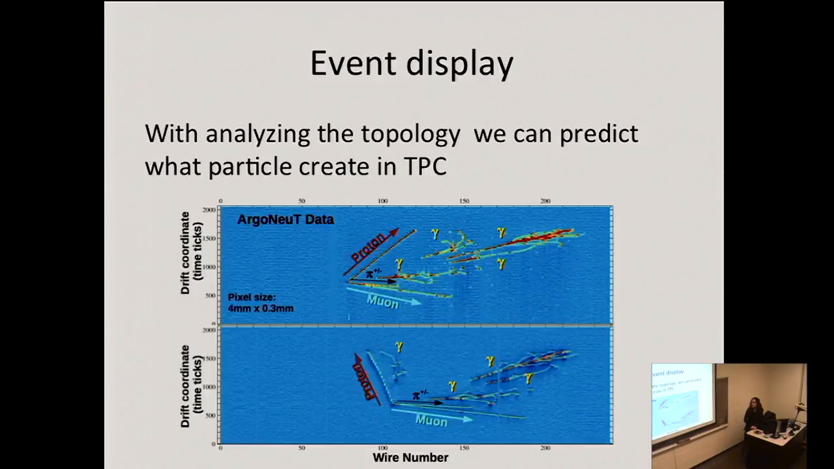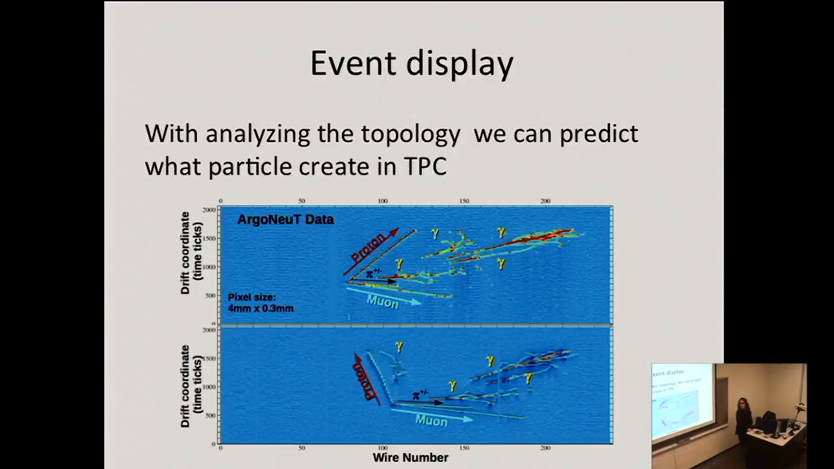Different particles, as you know, interact differently. For example, an electron interacting with a nucleon behaves differently than a proton, because the electron radiates and creates photons. The photons produce electrons, and the electrons produce photons again. The photons and electrons give us lots of this kind of tracking, which is called a shower in the detector.